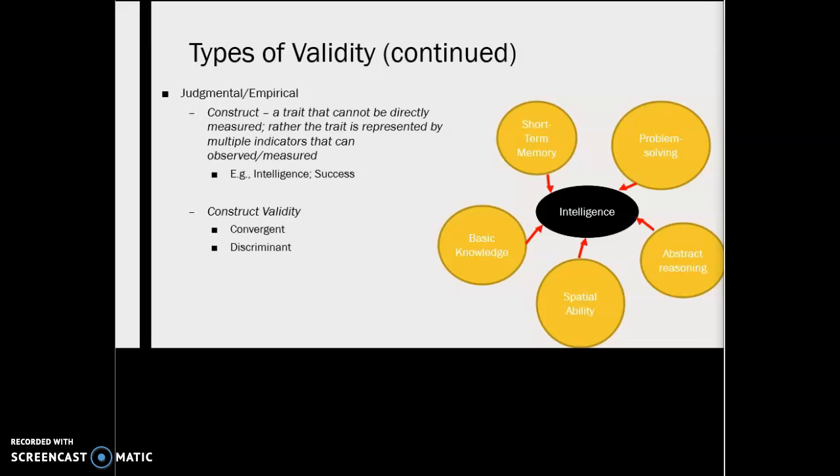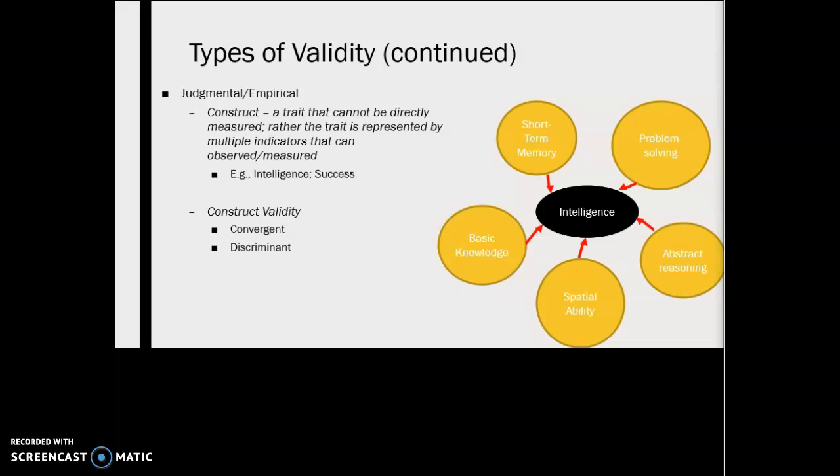In other words, the measure of the construct converges on or correlates with other similar measures of the construct and traits that are expected to be related to it, but it can be discriminated from unrelated constructs or traits.